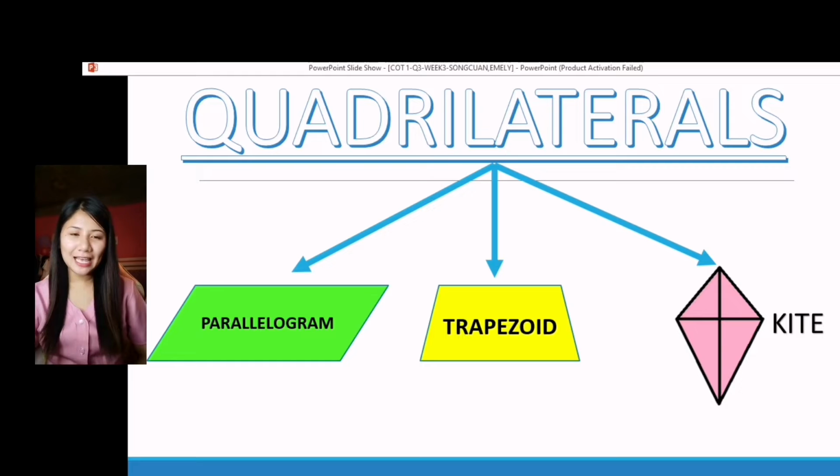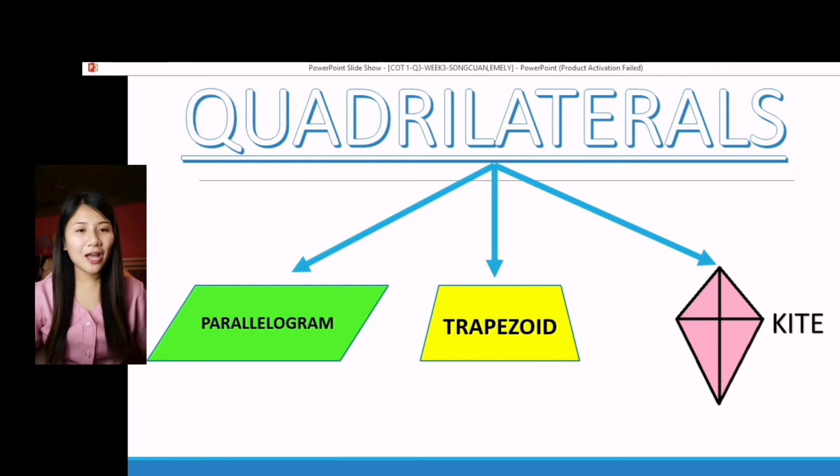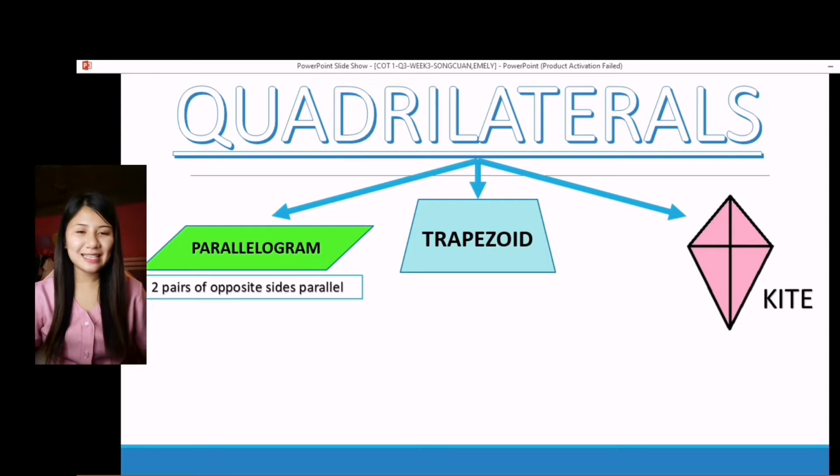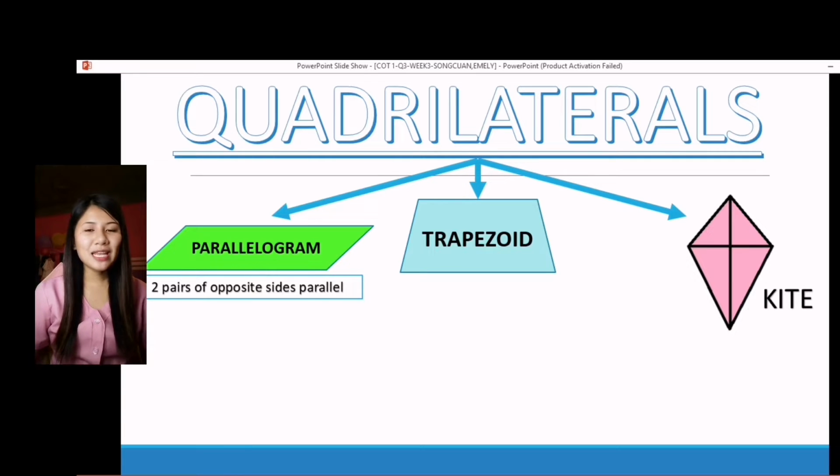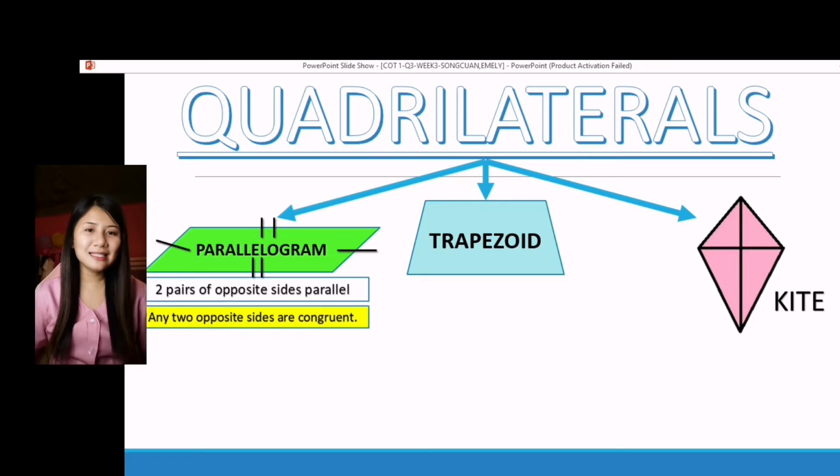We have a parallelogram. Do you still remember the definition of a parallelogram? Okay, so a parallelogram has 2 pairs of opposite sides which are parallel. When we say parallel, 2 lines that do not intersect each other. Now, let us proceed to its properties. The first one is, any 2 opposite sides are congruent as indicated in the given figure.